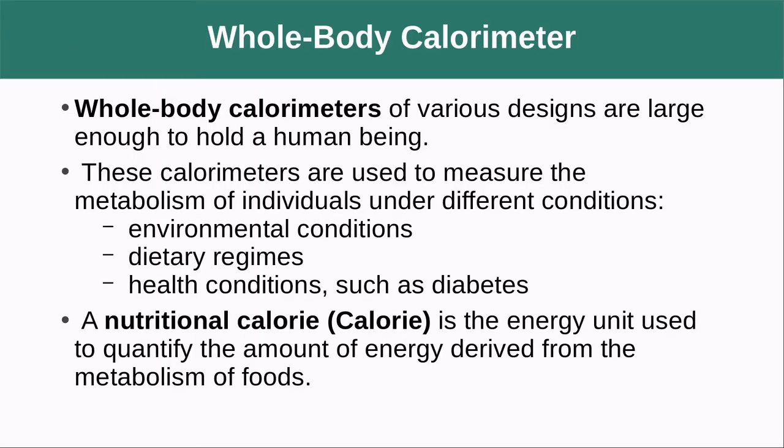Another example of a calorimeter is a whole body calorimeter. It's like a giant calorimeter that they put people in and basically measure how much energy is coming off of them given how much food they ate. In this sense, they come up with a value known as the nutritional calories. You eat a certain amount of energy, but you don't necessarily use it all. Some of that food goes right through your body, and it never really gets burned as fuel inside your body. So they have this idea of the nutritional calorie, which is the energy unit used to quantify the amount of energy derived from the metabolism of food.